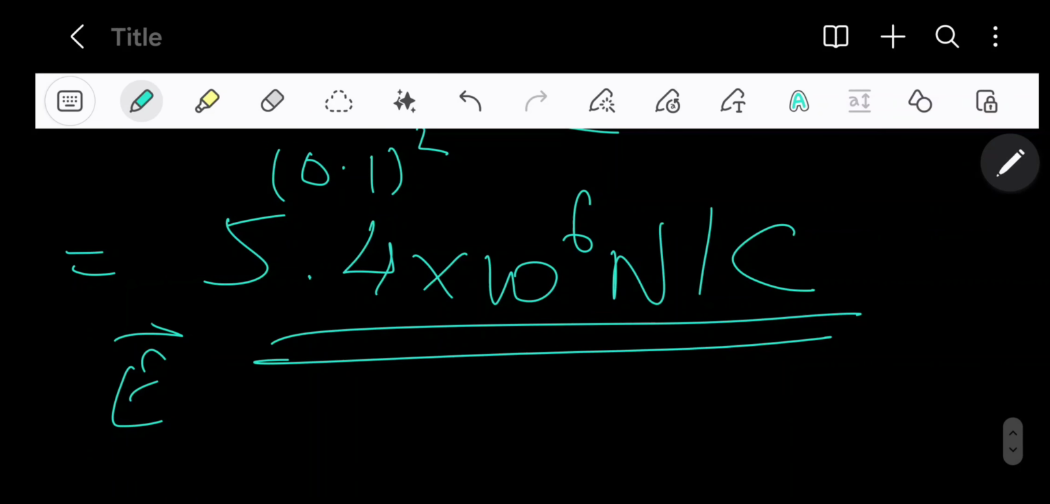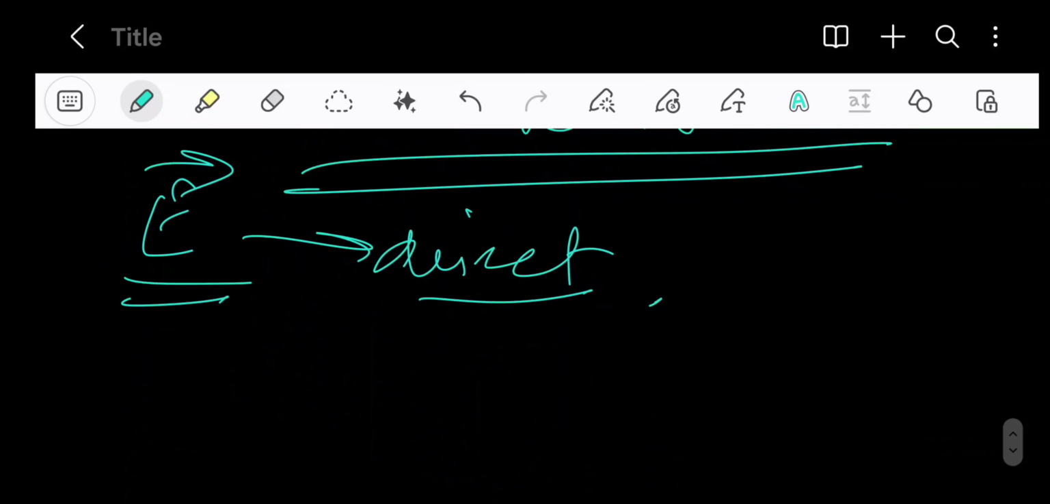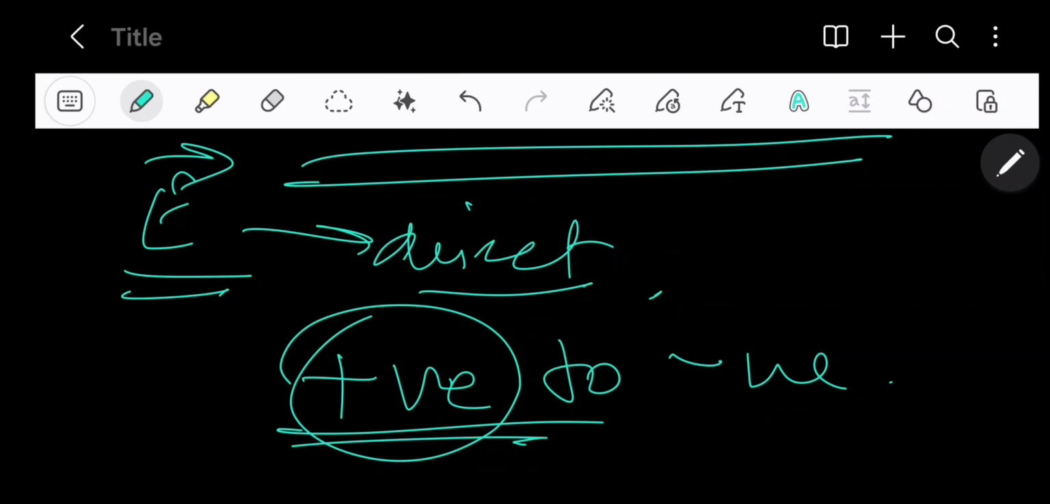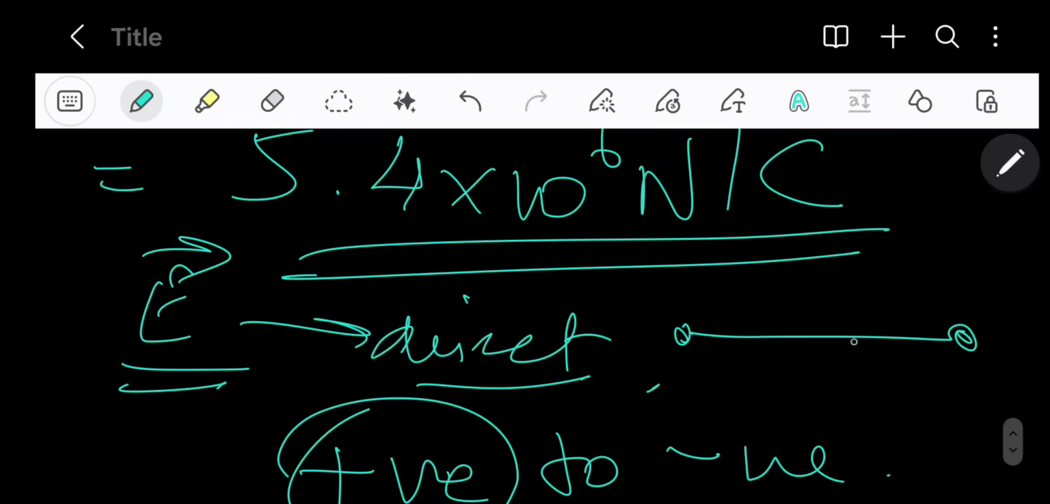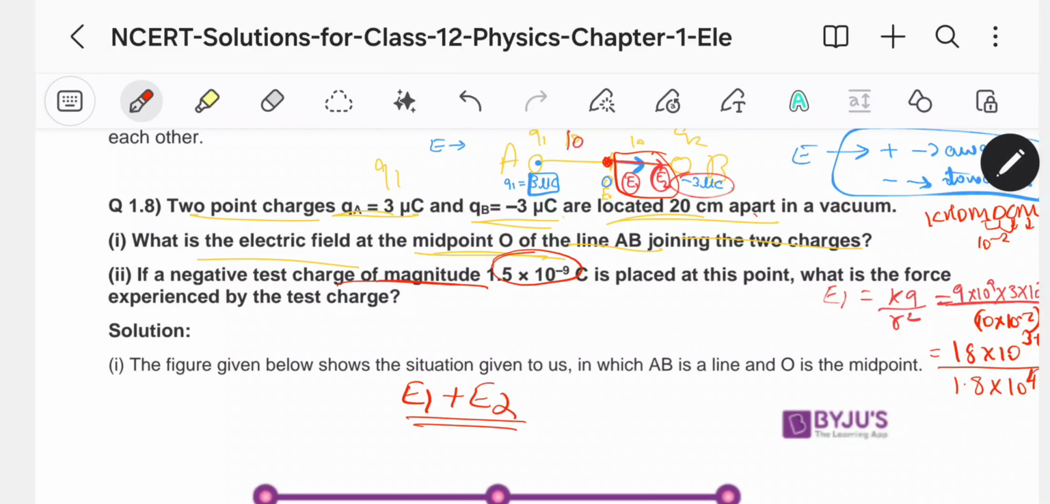Now this is a vector quantity, so we have to find direction as well, and the direction will be along positive to negative. It'll always be from positive to negative because it's going away from positive. You already saw it over here, and both fields were acting in this direction, so it's going from positive to negative. So write positive to negative. That's it.